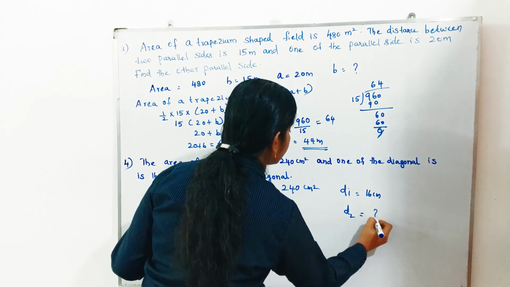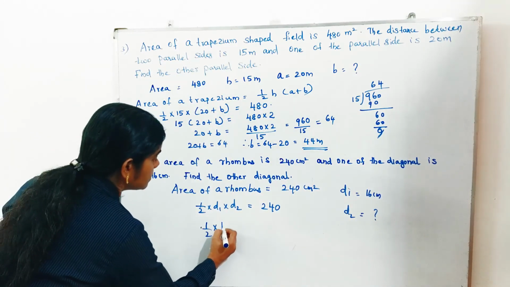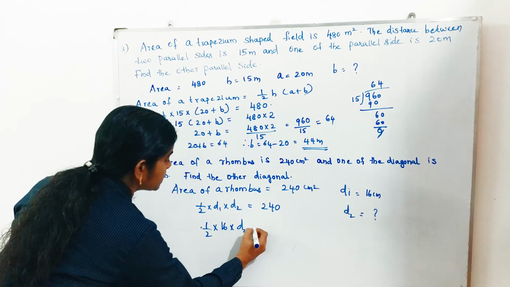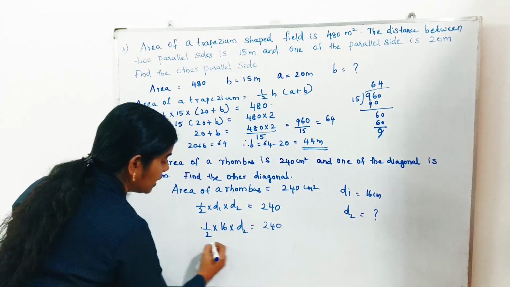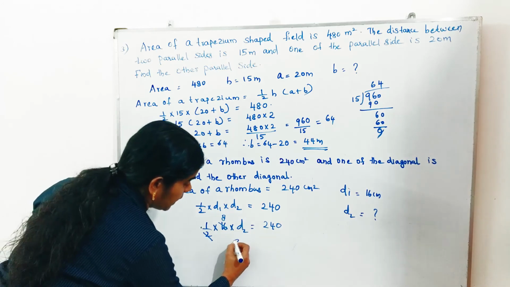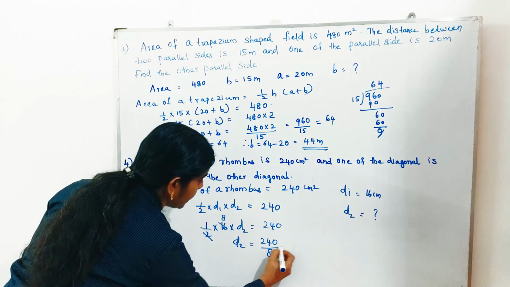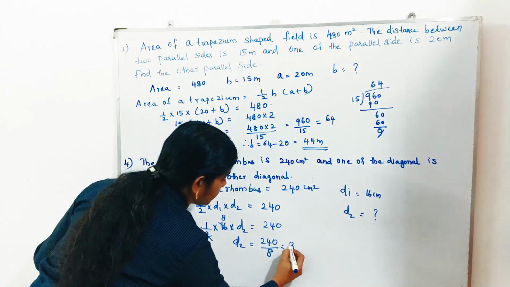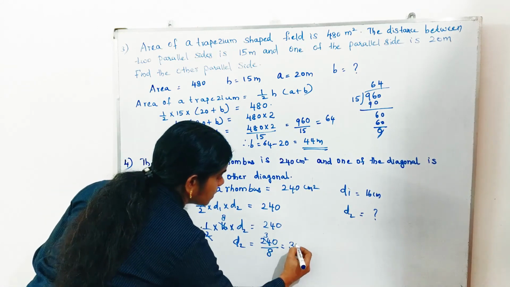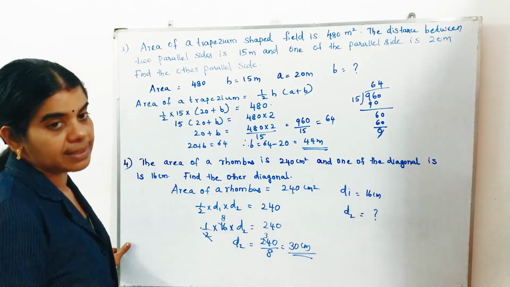The length of the other diagonal you want to find out. That is half into 16 into D2 is equal to 240. We can cut this: 8 D2 is equal to 240. So D2 is equal to 240 divided by 8, which is 30. 30 centimeters will be the length of the other diagonal.